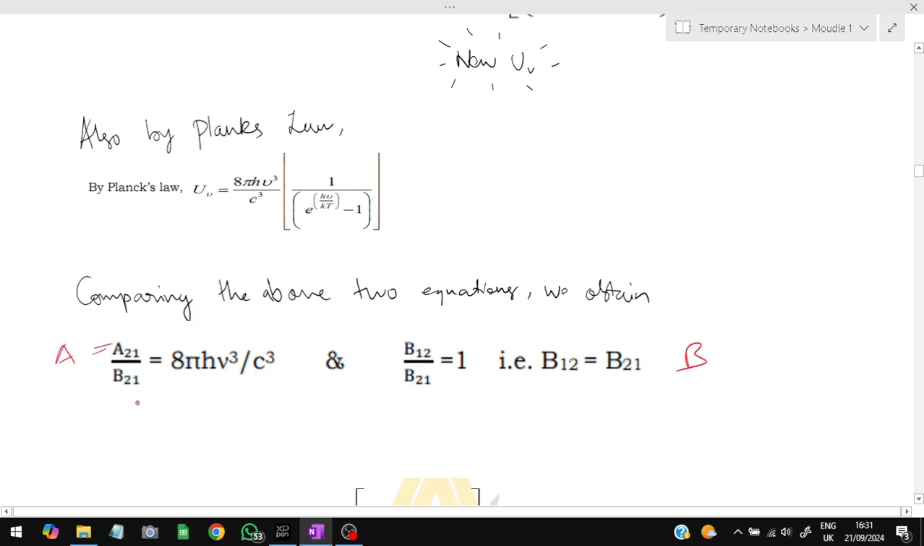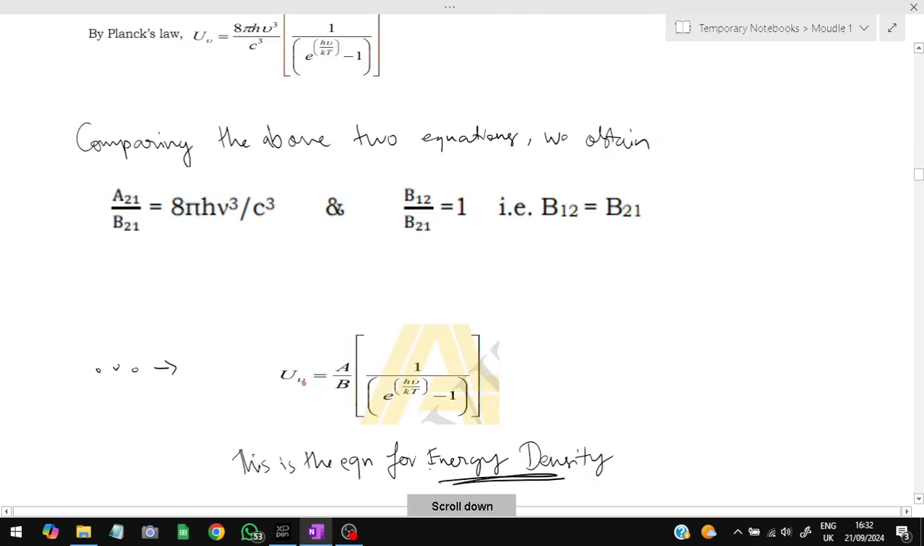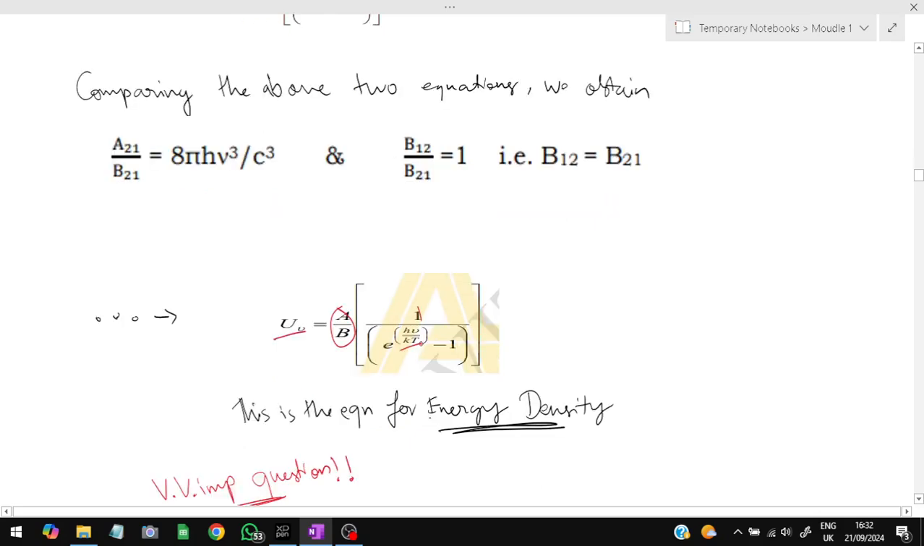So substituting both of these in our main equation, we will obtain Uν is equal to A by B into 1 by (e^(hν/kT) minus 1). This is the equation which you need to derive for the energy density using the Einstein's coefficients. This is a very important question. Please write it 3 times in practice so that you can remember it.